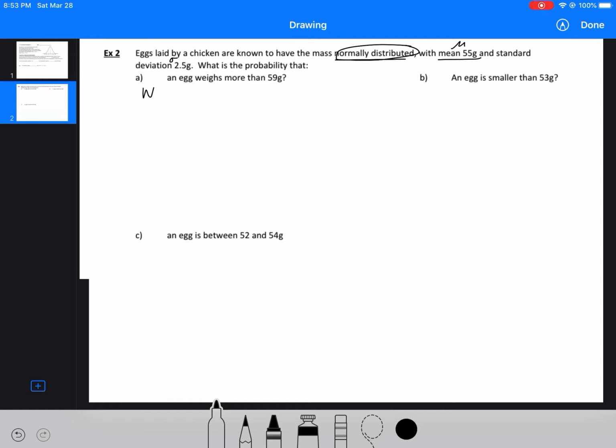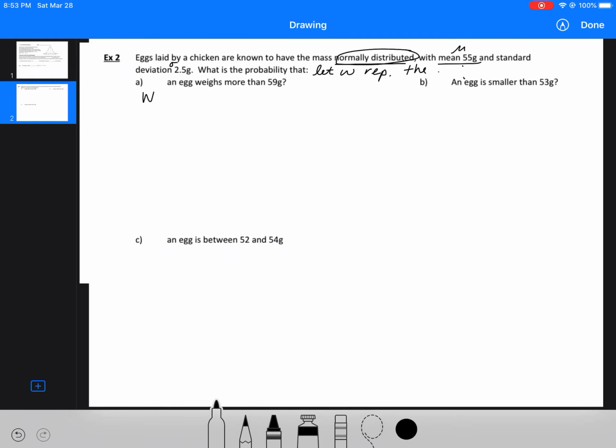So let's say W is our random variable. So let W represent the mass.